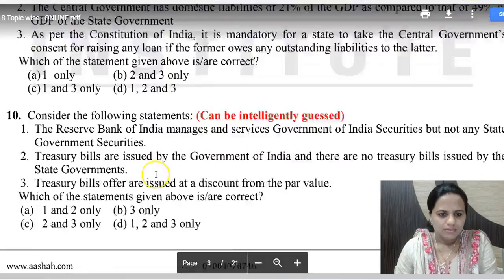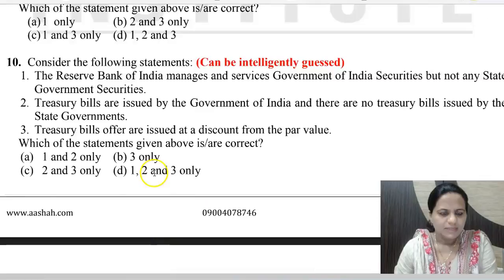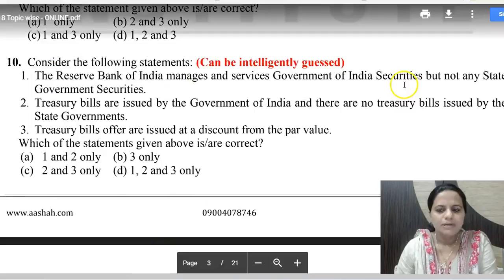Then next is 10th question. First statement, the Reserve Bank of India manages and services Government of India securities, but not any state government securities. So this is incorrect. RBI is the bank to the government. Even for state governments, it does provide services.